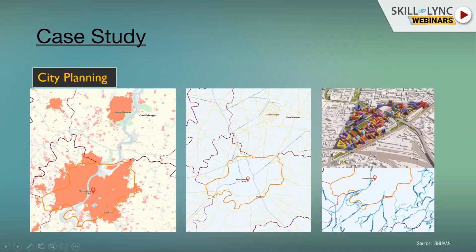If you see, this map is only a land use map. This is telling you the urban sprawl. Maybe this map was done in 2015. So now, 10 years later, suppose you want to plan for the city, do a master planning for the city, right?